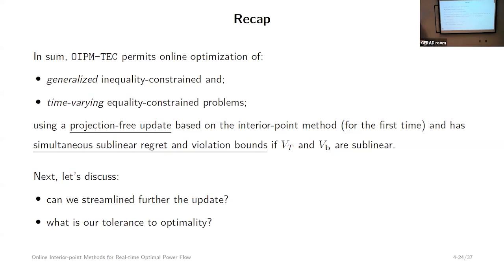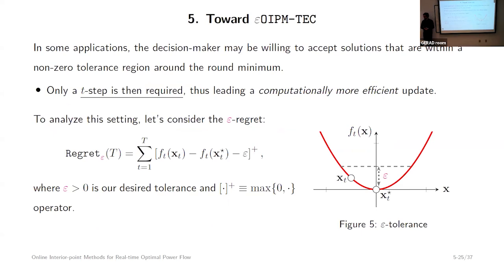I don't know if it's being more practical, being more implementable, but can we squeeze a bit more out of it? And that yields the other question, what is actually our tolerance to optimality? Do I always need this x star? So that's the question we'll be asking ourselves.